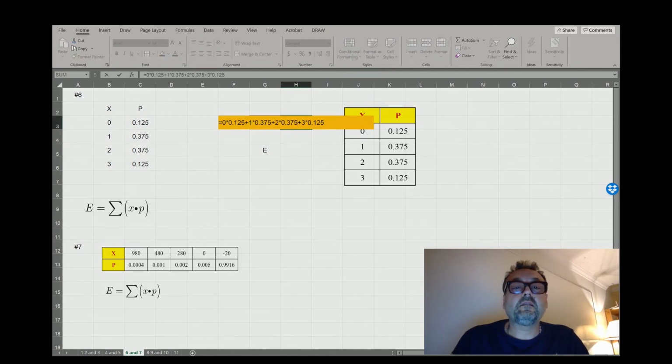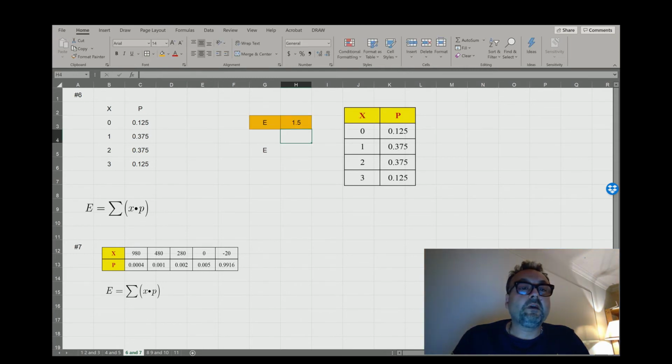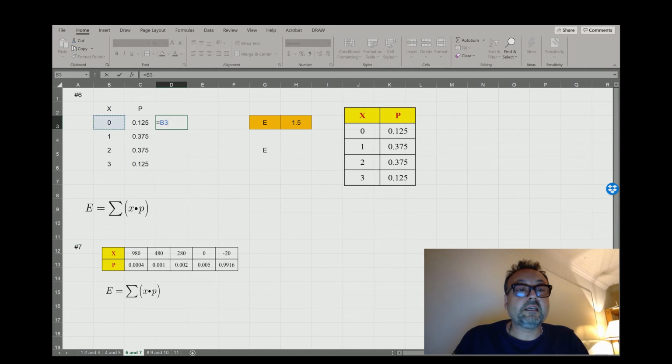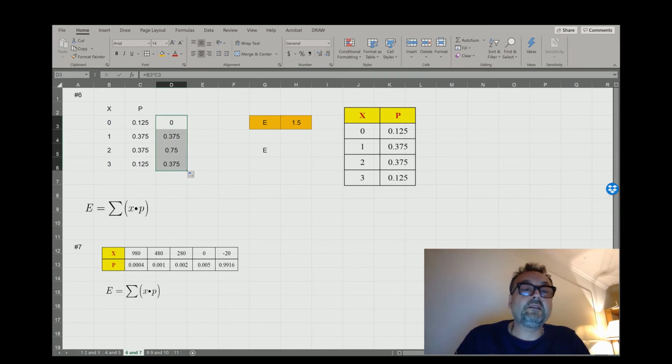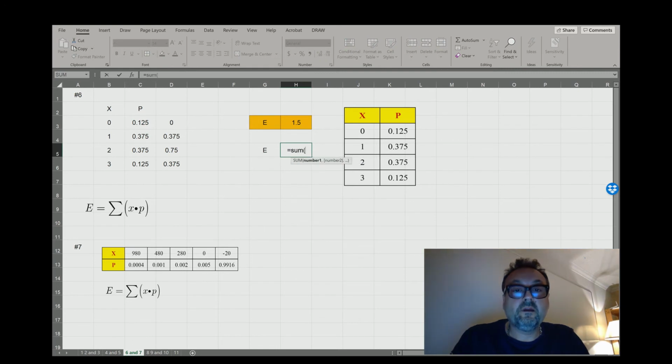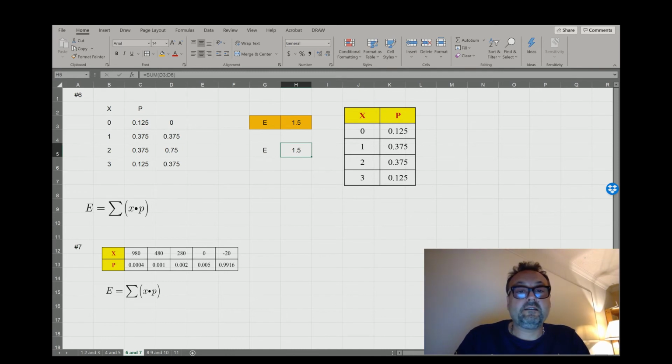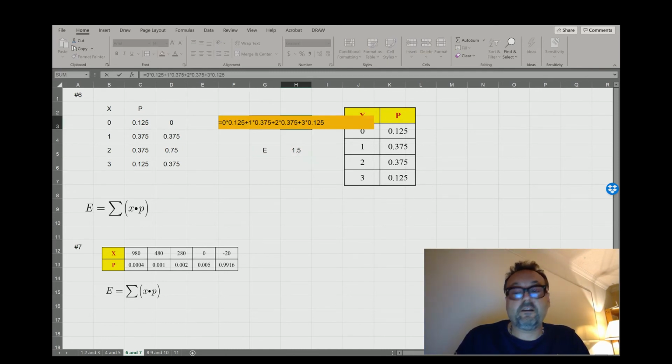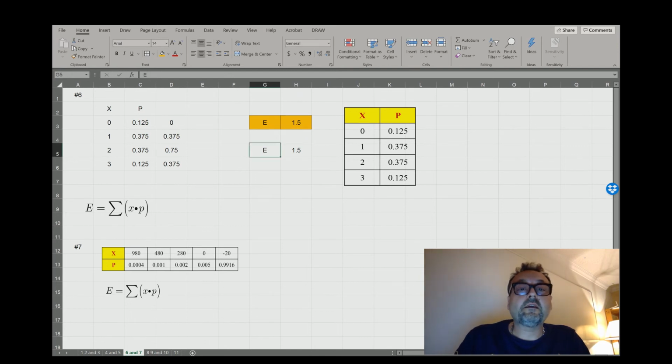Well, instead of multiplying all the XP's literally and adding them together, I can multiply the XP's here in the column. So I'll multiply the first X by the first P. And then I'll drag it down. I'll produce all the other XP's. So these are all the XP's. And then basically what E wants you to do is to add them all up. So basically E will be the sum of all my XP's. And you see, you get 1.5. I think that's an easier way of getting it than writing it all out like that. So that's how you calculate E given a probability table.